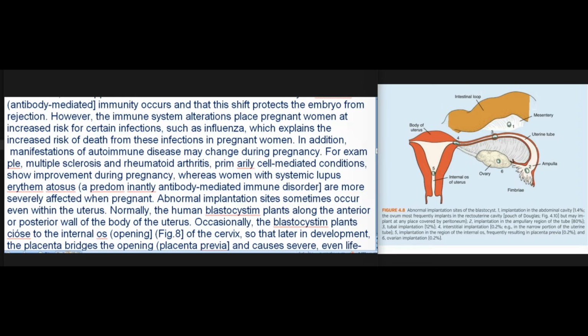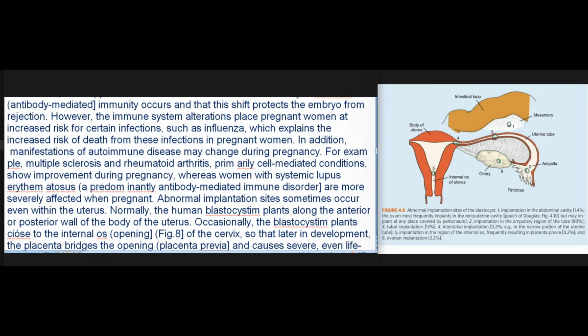However, the immune system alterations place pregnant women at increased risk for certain infections, such as influenza, which explains the increased risk of death from these infections in pregnant women. In addition, manifestations of autoimmune disease may change during pregnancy. For example, multiple sclerosis and rheumatoid arthritis, primarily cell-mediated conditions, show improvement during pregnancy, whereas women with systemic lupus erythematosus, a predominantly antibody-mediated immune disorder, are more severely affected when pregnant.